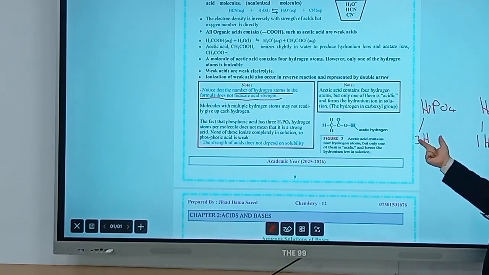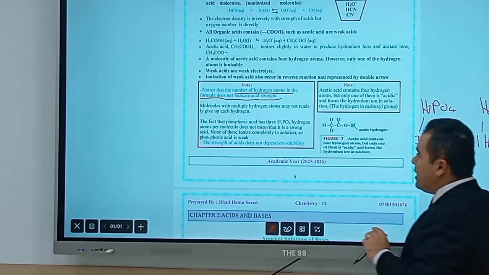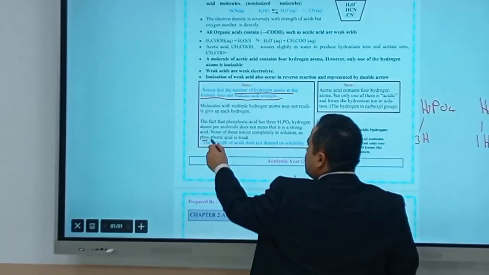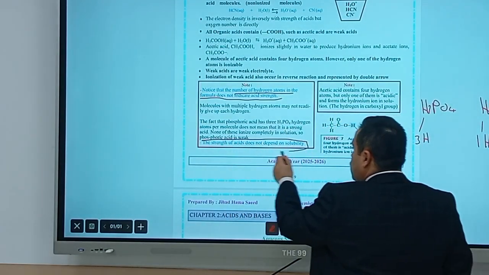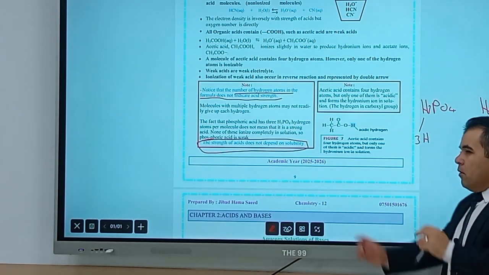So while H3PO4 has 3 hydrogens and HNO3 has 1 hydrogen, the number of hydrogens does not indicate the strength of the acid, unlike the number of oxygens. The number of oxygens increases the acid strength, but the number of hydrogens does not increase the strength of the acid. The second factor which acid strength is independent of is the solubility.